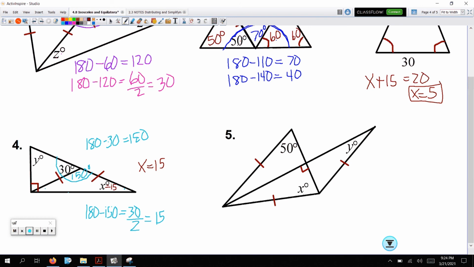Now, if I look at this big triangle here, see this big right triangle? We know that the right angle is 90, and here is 15. And we can just subtract from 180 again, right? 180 minus 90 minus 15 is, I get 75. So y equals 75.